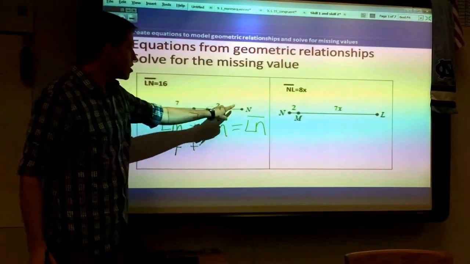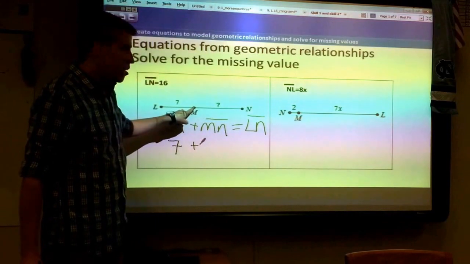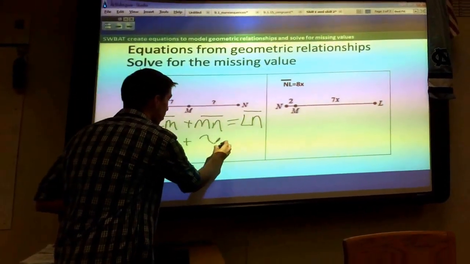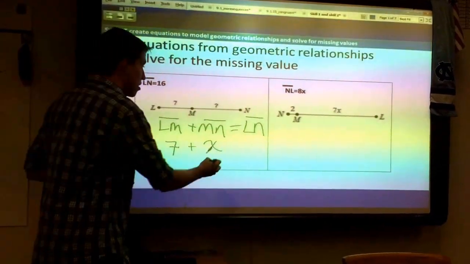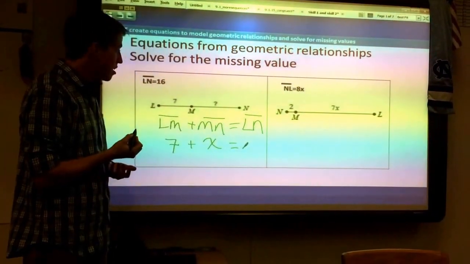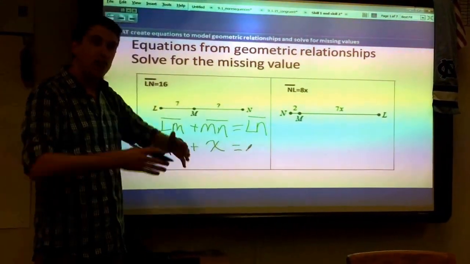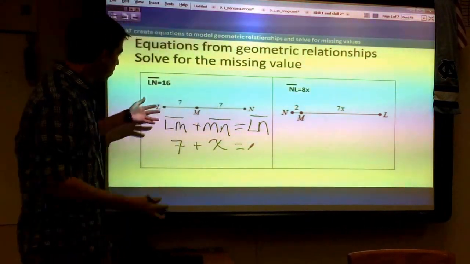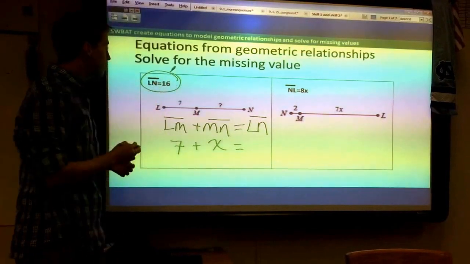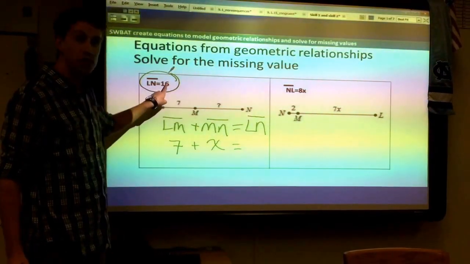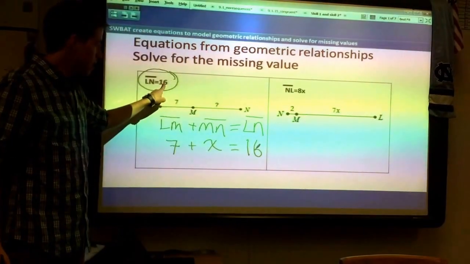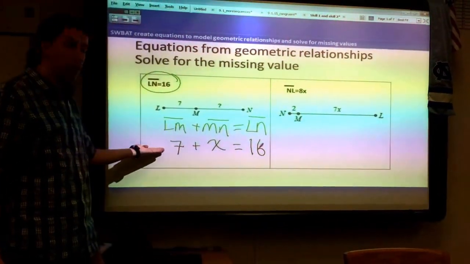Now it looks like we don't know MN here. So we're going to use a variable to organize our unknown values. I really like the variable x. We'll keep our equal sign. Then we'll need to search. Do we have the total value LN? It's not labeled on the shape, but we gave you that information up here, that LN equals 16. So we can plug that down. Now we have a nice setup equation.